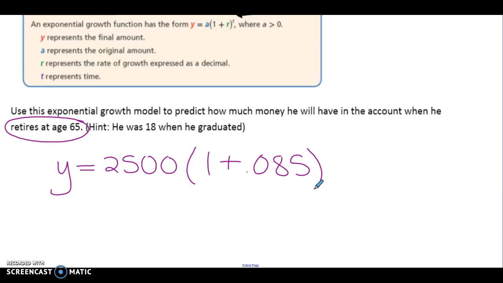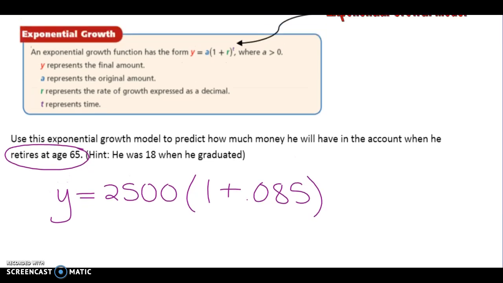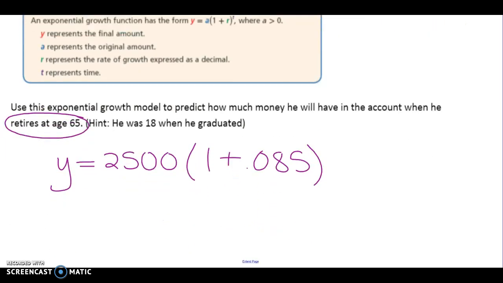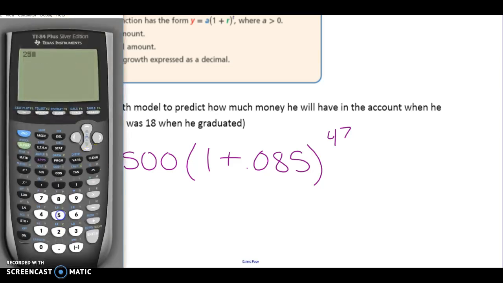Now time is not 65. Why is time not 65? Because you're 18 when it started. Yeah, it said when I graduated at the age of 18, and now I'm 65. So it's 47. Now this is easy cheesy lemon squeezy. You just throw it in your calculator the exact same way that you see it. So get out your calculator. We're going to go 2500 parentheses 1 plus 0.085 raised to the 47 years.